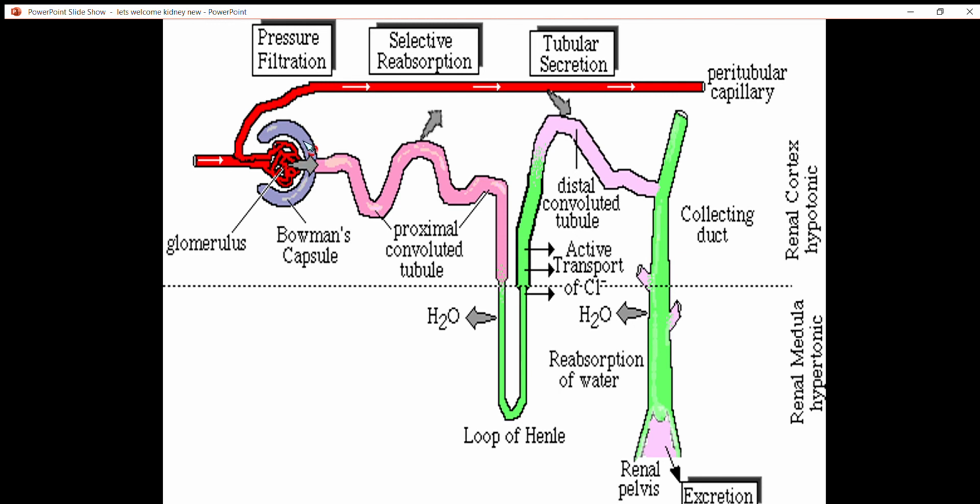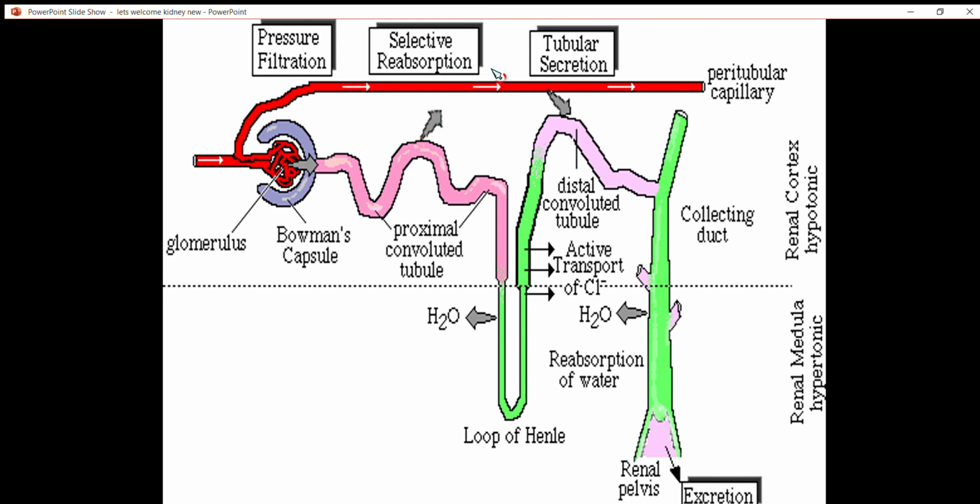Because this process of filtration is driven by the pressure difference. That pressure difference we will see later; it is approximately 10 millimeters of mercury. And here you will see the arrow is going back to the blood. That means once things are filtered and flowing into the proximal convoluted tubule, they can move back to the blood, and this is known as reabsorption. That is, back to the blood.